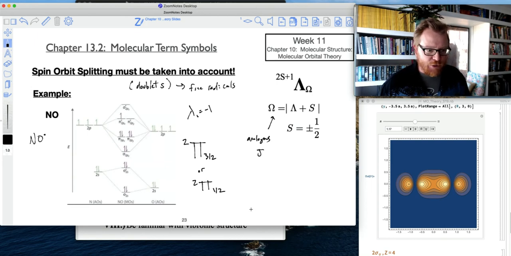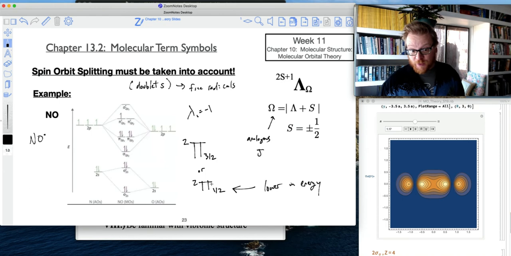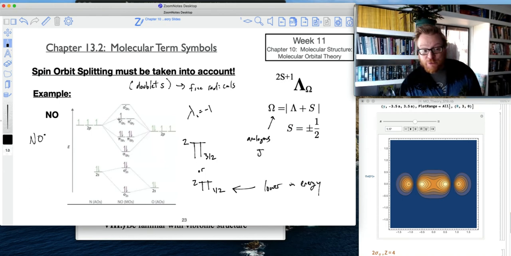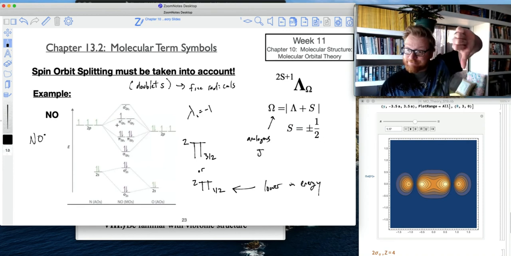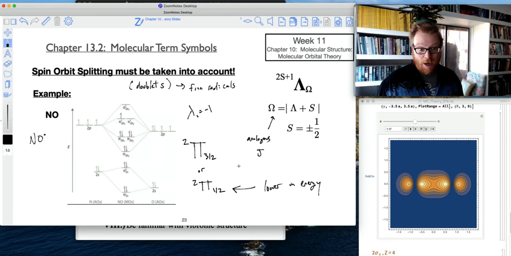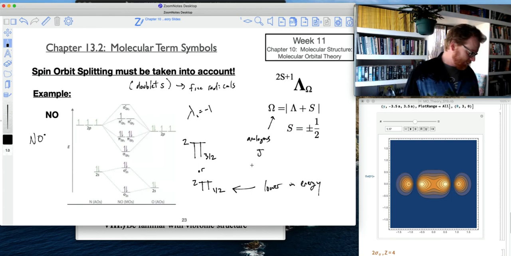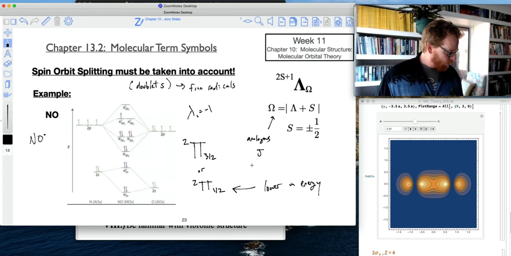And so as it turns out that the doublet pi 1/2 is lower in energy for NO, so that creates its ground state. However, if we flipped the spin on that electron, that would make it the doublet pi 3/2 state, which would be an excited state. It would be slightly higher in energy, and it would be an excited state, okay? Which is kind of cool.